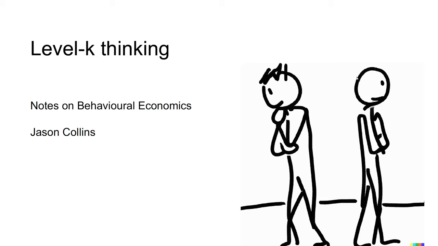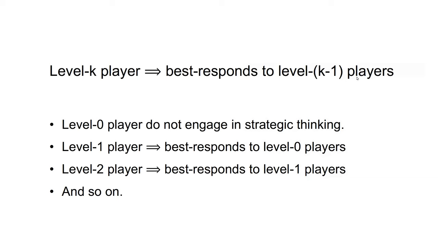The idea behind Level K thinking is that a player forms an expectation of what others will do and tries to be one step ahead. That is, a Level K player plays the best response to Level K-1 players.